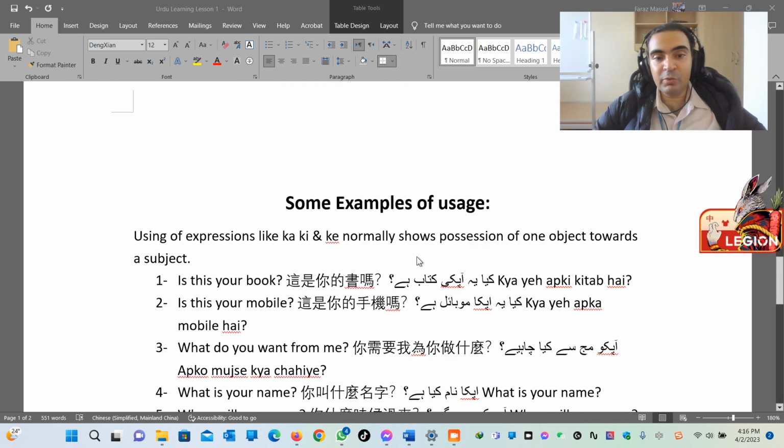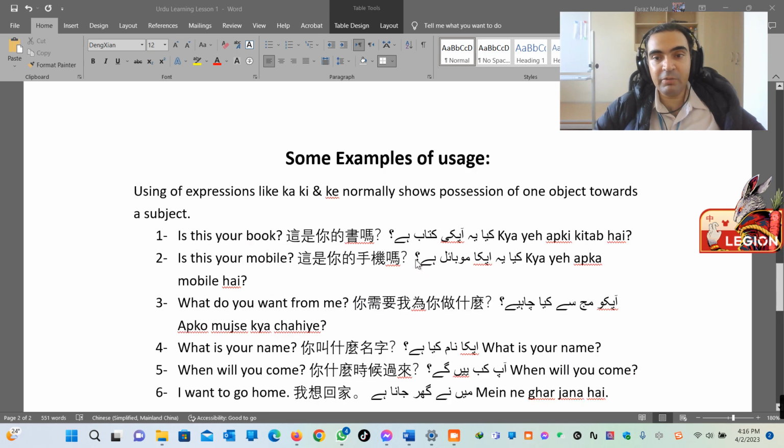And let's come to the examples that I wanted to explain to you guys. We will use some particles and some words and some forms of words to make sure that we can use those examples to explain the things accordingly to our viewers and people who are watching this podcast. Using of expressions like ka, ki, ke normally shows possession of one object towards a subject. Like, is this your book?